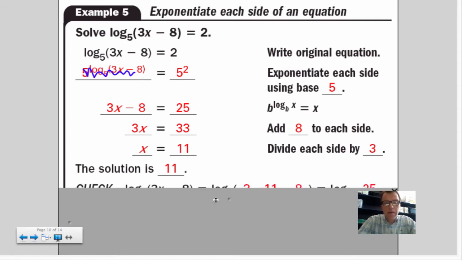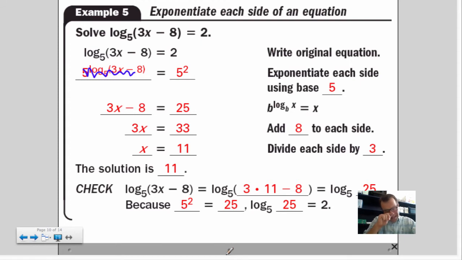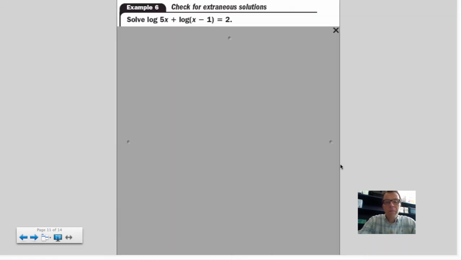The solution came out to be 11. Looking in here, 3 times 11, 33 minus 8, we're okay. Right? We could check even further, which the book does. But again, I'm looking to make sure that I'm not violating the domain restriction. And so here we go.